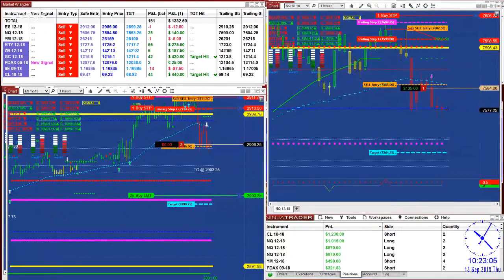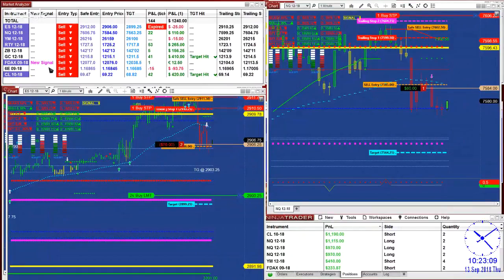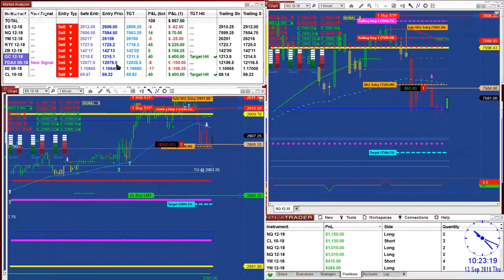YM. Let me see YM. New signal on the DAX. New signal DAX 2076.0 to the target 0.355. So let's look at it. There's a new target here. This is how it gives you the new signal. There is a sound, but I turned off the sound. I hate sounds.